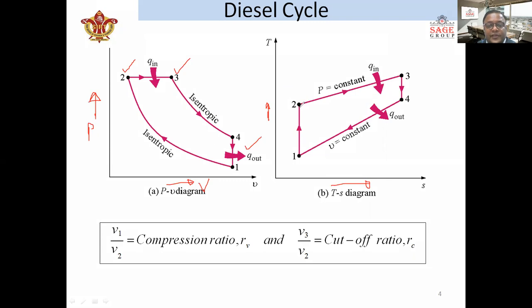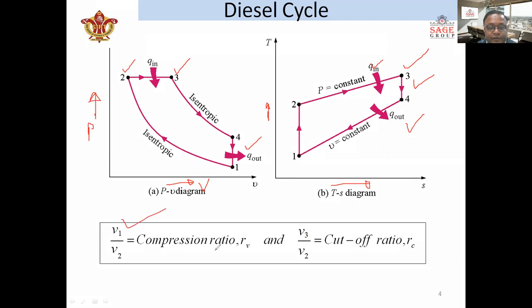In this process, entropy remains constant because the heat transfer is 0. 2 to 3 is where heat addition takes place and the temperature rises. And 3 to 4 is the process of isentropic expansion, where entropy remains constant and heat transfer is 0. 4 to 1 is called the constant volume heat rejection process. Heat is supplied here, and heat is rejected, taking place at constant volume.